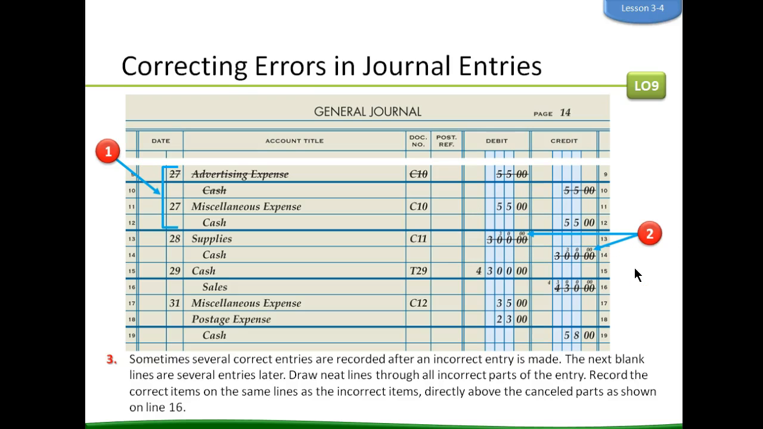The other thing that might happen is sometimes the entry is journalized to the correct accounts, but we made a mistake with the amount of money we wrote down. So here we wrote down $4,300, but we accidentally did $430. If you find that mistake, you just go ahead and correct the $430 and update right above it that it's $4,300. Then we would know that our debits and our credits still match.